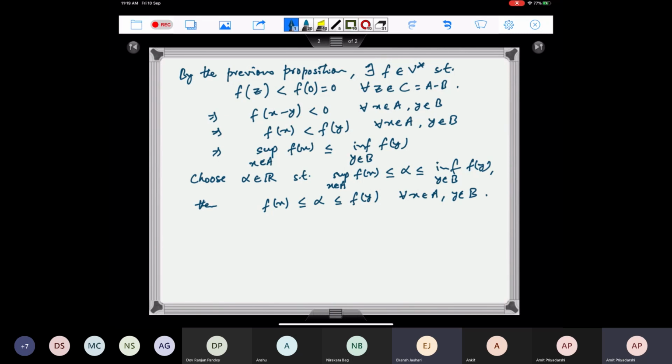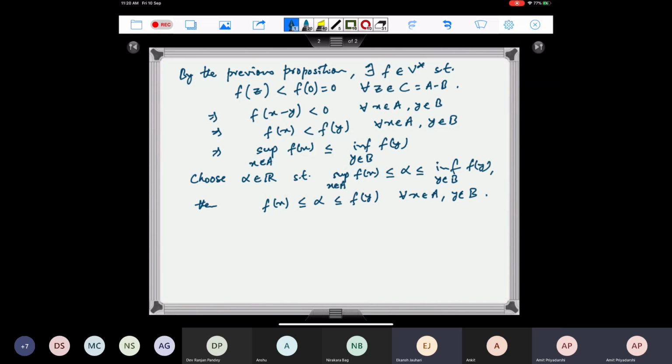But we may get some particular x and y so that fx is equal to alpha and equal to fy. No, you may not. You will not get that by this inequality. You won't get fx equal to fy, right? But what can happen is that fx is equal to alpha, which is strictly less than fy, or it can be that fx is strictly less than alpha, which is equal to fy. So this alpha may be equal to fx or fy. It cannot be equal to both fx and fy.